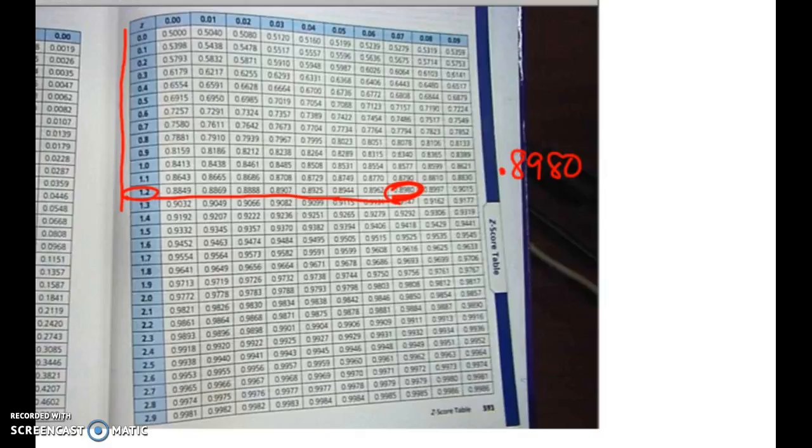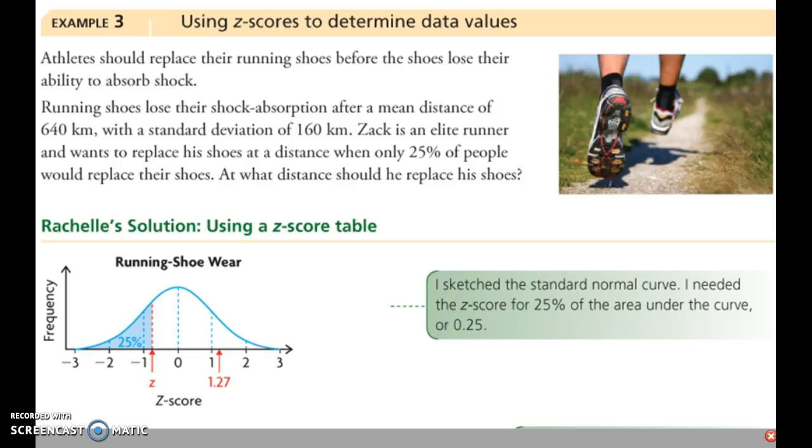So that means that the person who got 119 is greater than 89.8% of the population. So that means they have a higher IQ on that test than almost 90% of the population. Okay, and for our last example, example 3 is on page 259.